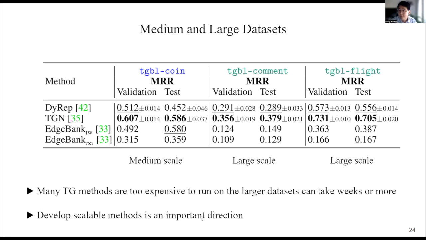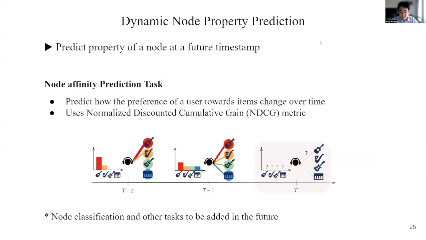Okay, so let's continue. Now going back to the node level task, we are planning to add more node classification tasks and so on in the future. And if anyone in the audience knows about some large-scale node classification data sets for dynamic graphs, you can also contact me. So the plan is to include more data sets and more task categories over time.